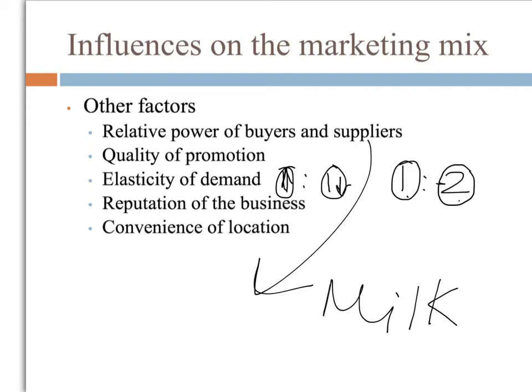What about convenience of the location? Well, in many industries, customers want easy access to the place where the product is being sold. Place is considered to be the most important element in the marketing mix for some supermarkets and a vital element in the clothing and confectionery industries. But you must be careful when commenting on location as a factor in the marketing mix.